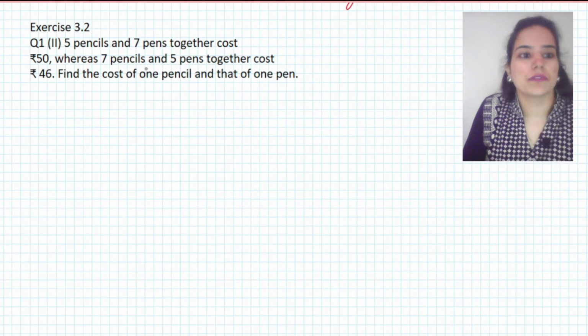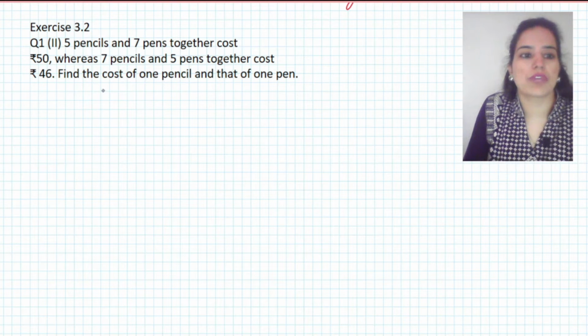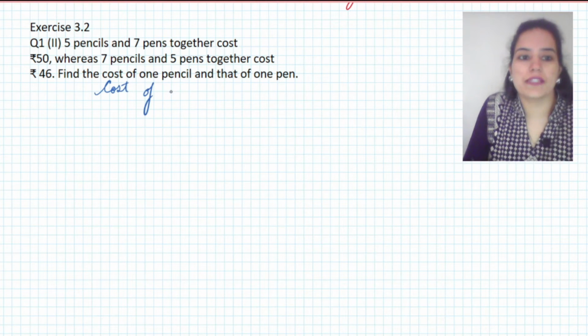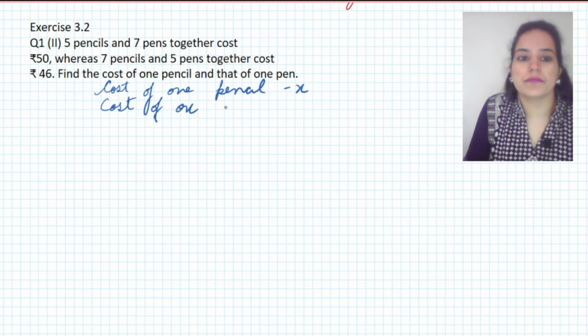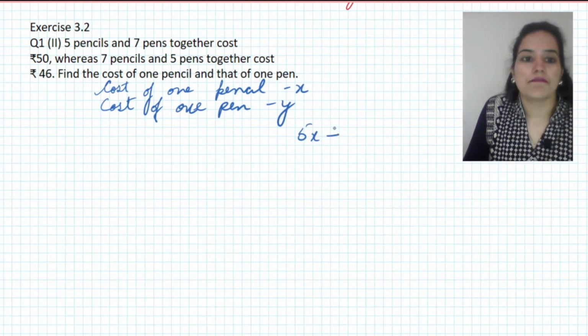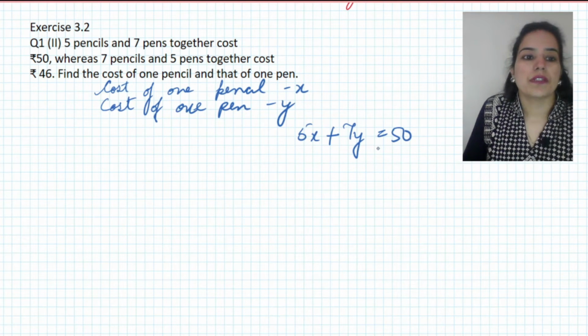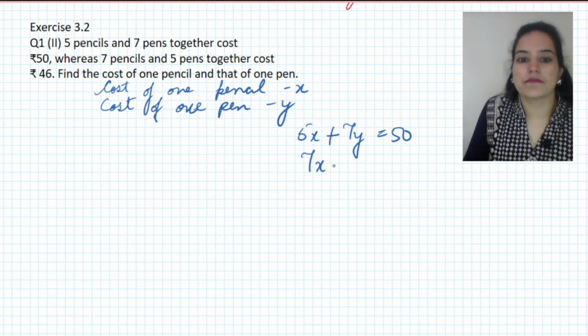Okay, second part now of this question. 5 pencils and 7 pens together cost rupees 50. So I'll say the cost of one pencil be x and the cost of one pen be y, right? Now conditions: 5 pencils, that means 5x, plus 7 pens, 7y, cost rupees 50. We are done. First equation is done, made. And 7 pencils and 5 pens cost 46. So 7x plus 5y is equal to 46.